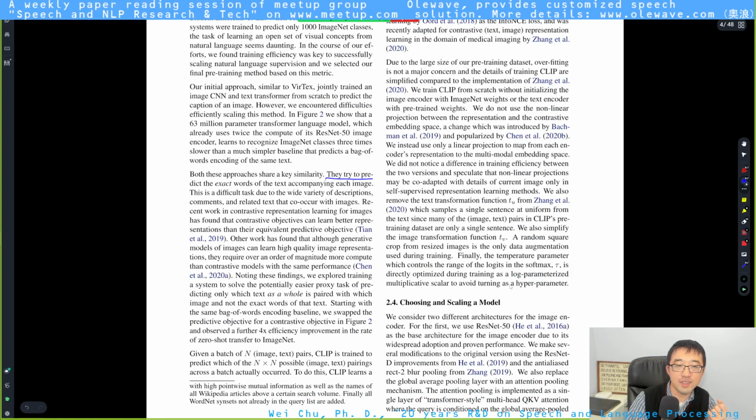The previous method, they try to train the exact words. But in this work, they use the contrastive objective. Okay. And they take the text as a whole, rather than taking the text as separate words.